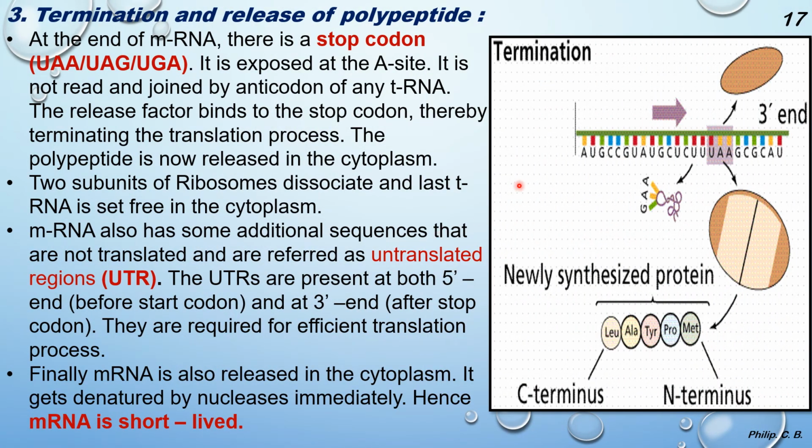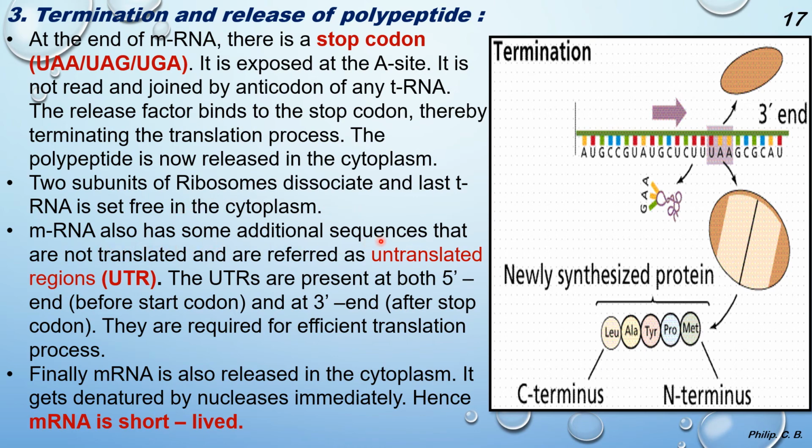Third, the termination and release of polypeptide. At the end of mRNA, there is a stop codon: UAA, UAG, UGA, as we just read earlier. It is exposed at the A site. It is not read and joined by an anticodon of any tRNA. The release factor binds to the stop codon, thereby terminating the translation process. The polypeptide is now released in the cytoplasm. Two subunits of ribosomes dissociate and the last tRNA is set free in the cytoplasm.